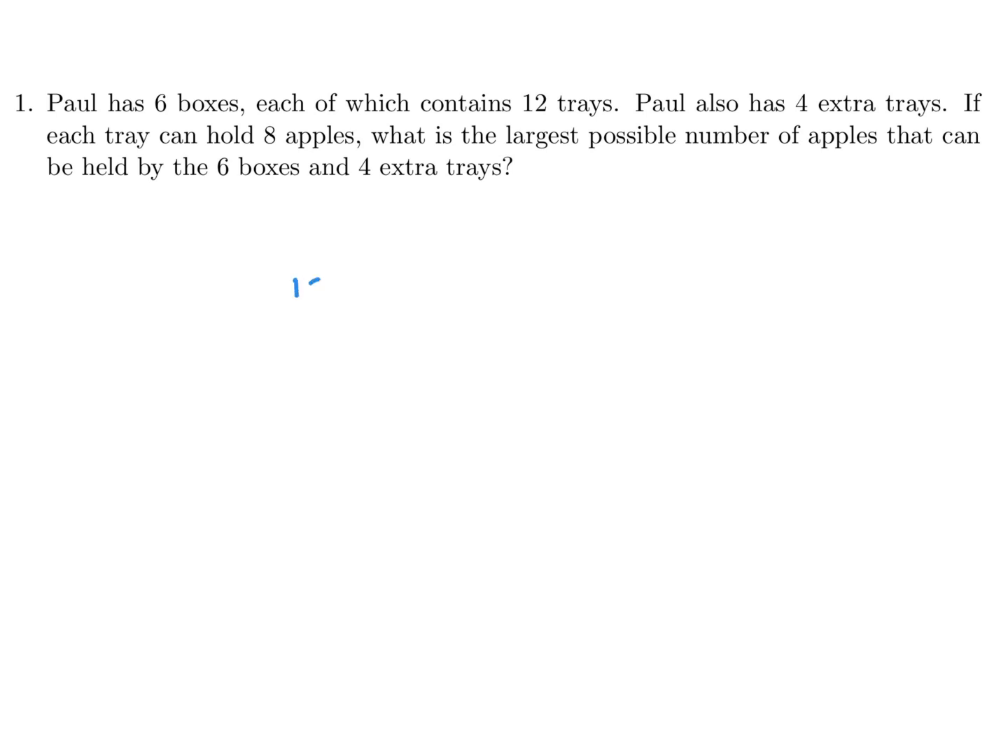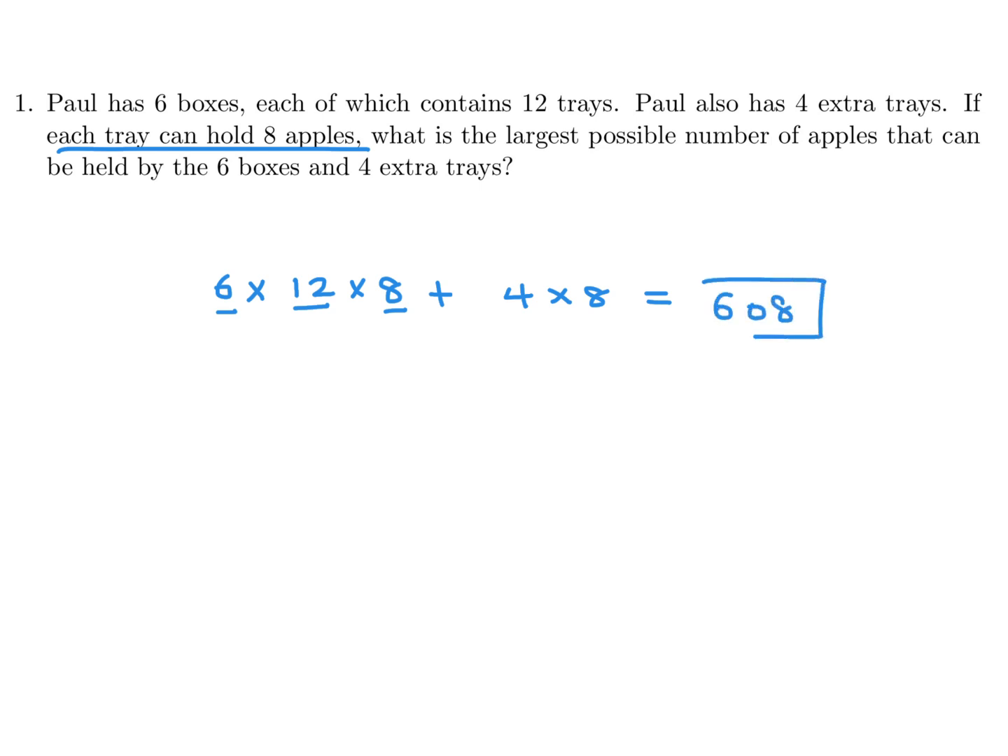So each tray holds 8 apples, and there's 12 trays, and there's 6 boxes. So 6 boxes, 12 trays, and 8 apples. And then when you add to that just the trays, and there's 4 of those, and each tray has 8 apples. So there we go. There's the equation: 6 times 12 times 8 plus 4 times 8. And when you do that math, it'll be 608.